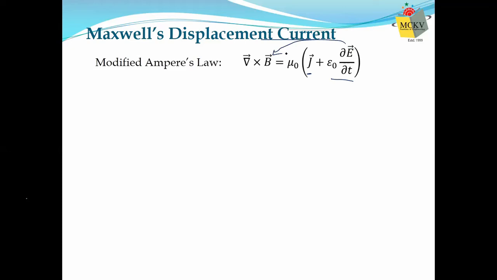What you get here, on the right-hand side, is a ∂E/∂t. ∂E/∂t means the rate of change of electric field. If the electric field changes with time, then it can produce a magnetic field, just like Faraday's electromagnetic induction. In that case, we said the rate of change of magnetic field can produce electric field. Now we can say that the rate of change of electric field can also produce magnetic field.